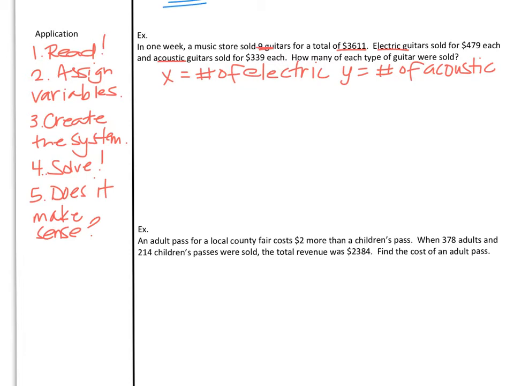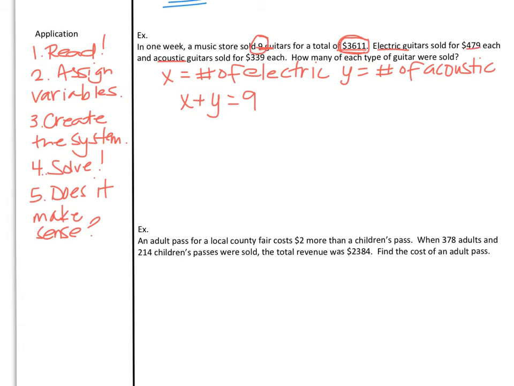So we know that if those represent number of guitars, how many guitars were there total? There were 9. That means X plus Y, the sum of each number of guitars, should equal 9 total sold. Then we have the price portion of this problem. Together, there was a total of $3,611 worth of guitars being sold.